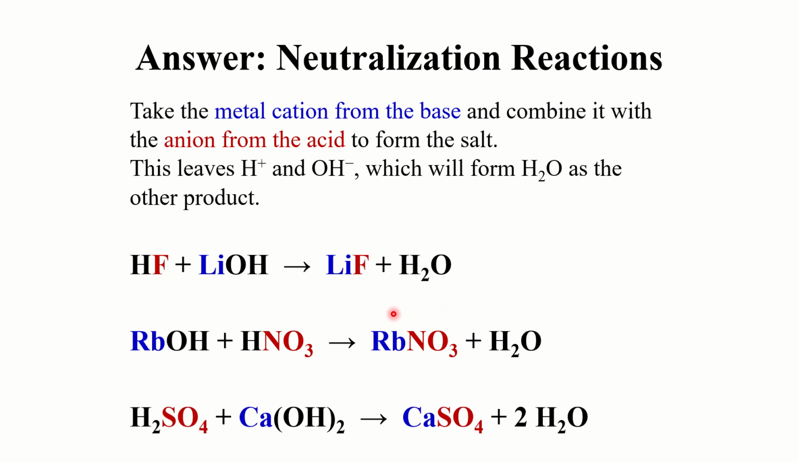And the third one would give the products calcium sulfate and 2 moles of water. Notice it's H2SO4 plus Ca(OH)2. We have 2 H+ ions and 2 OH- ions, and so we get 2 moles of water here instead of just 1 as in the previous examples. But then we get calcium sulfate as our salt here.